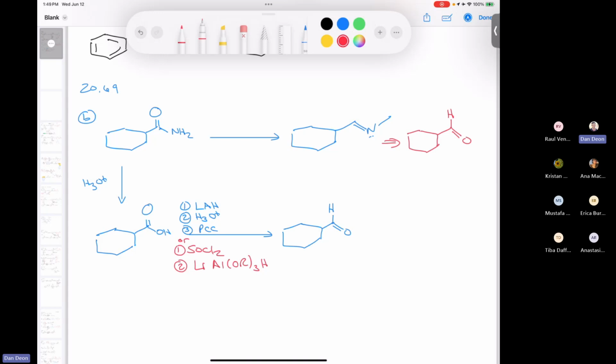And then to make the Schiff base, the imine, what do we need? In this case, we would need methylamine, a catalytic amount of acid, and then we always write minus H2O because it's a dehydration reaction. Everybody good with me on these?